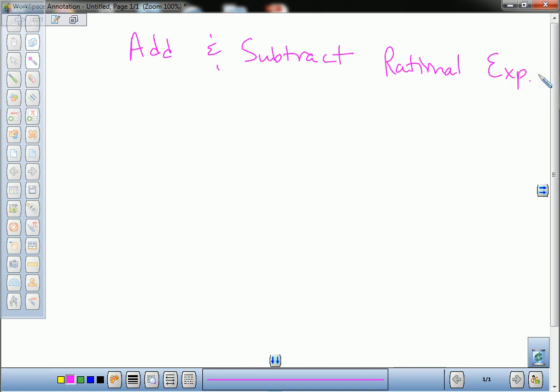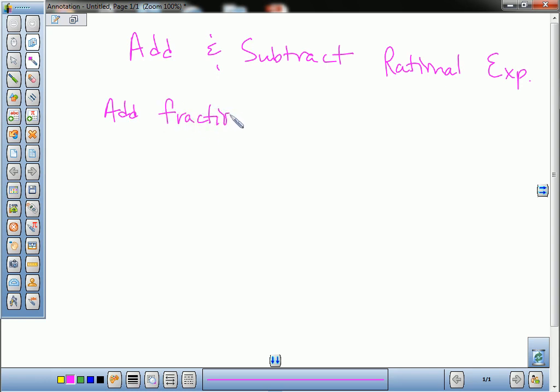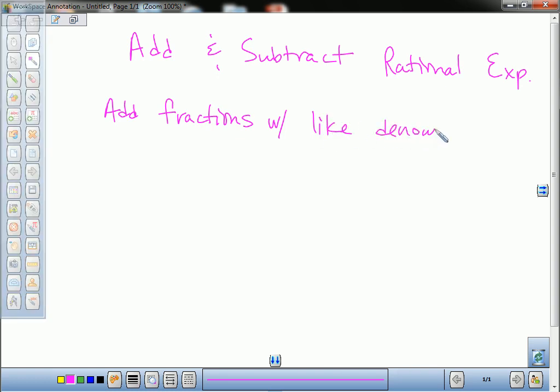Okay, so back in fourth grade, you learned how to add fractions with like denominators. All right, so to do that, you might have a problem like this. 3/8 plus 2/8 make how many eighths? 5/8. All right? So when we were adding with like denominators, it's pretty easy. You just add the numerators, right? That's all there is to it.